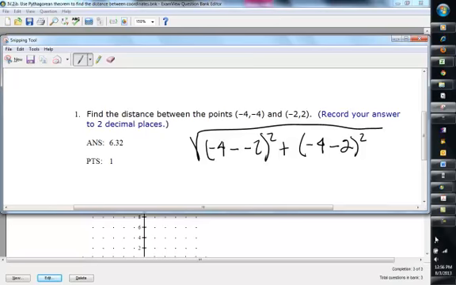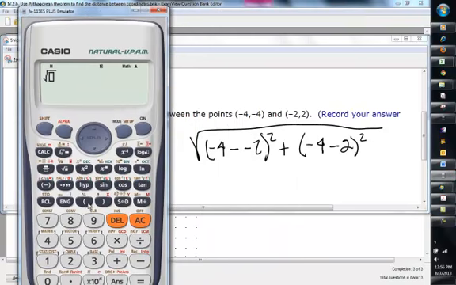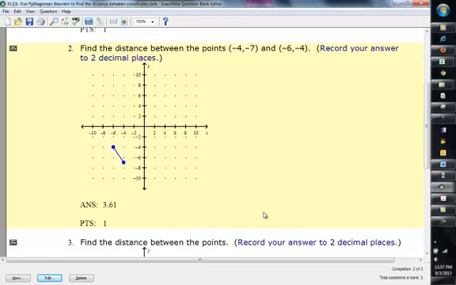Okay, so on our calculator, square root, parentheses, -4 minus -2 squared, plus, parentheses, -4 minus 2 squared, and we get 2 root 10, which is 6.32.